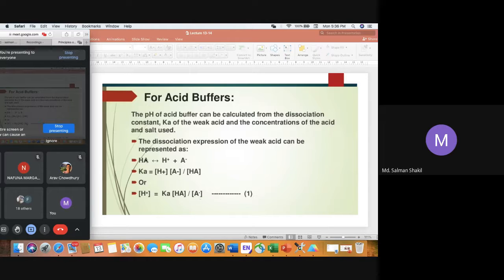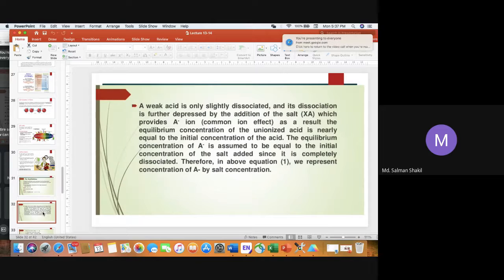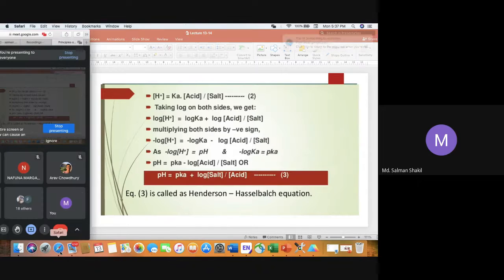If we consider ethanoic acid and sodium ethanoate, then this is, for example, the ethanoate ion. So it is actually coming from the salt, right? Yes, sir. And this one is the acid, right? Okay, so we can rewrite this equation: here the concentration of the acid and here the concentration of the salt, right? Is it clear? Yes, sir.